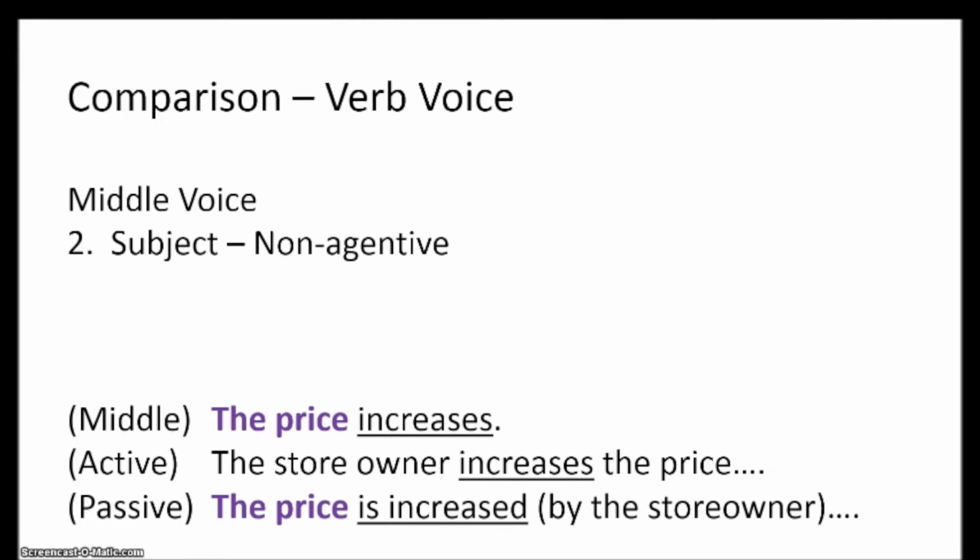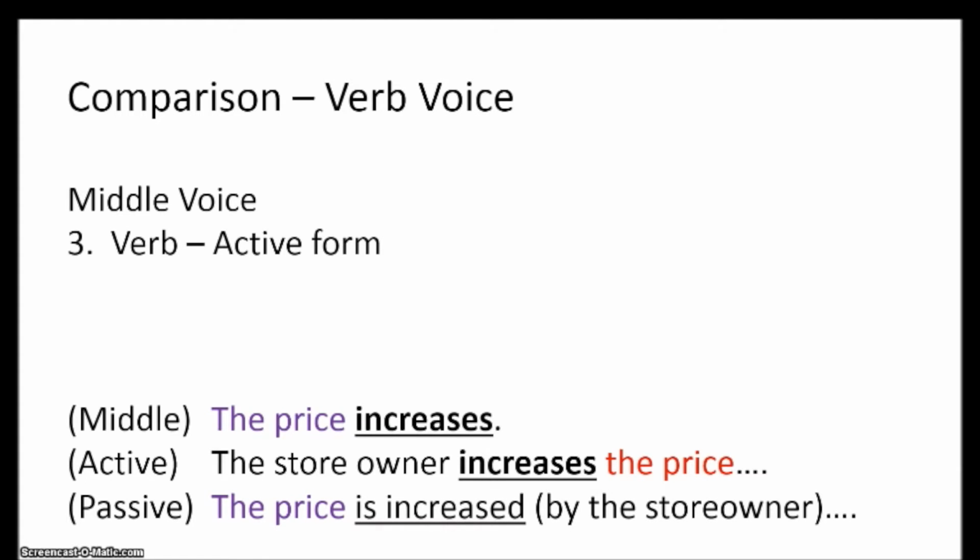Second, we can note that the subject of the sentence, the price, looks like the subject of our passive voice example sentence. The price is not the agent of an action, but the thing affected by it. So the types of subjects in middle and passive voice sentences are of a similar type. On the other hand, the form of the verb, increases, is active, not passive. So the verb form of middle and active voice sentences is the same.